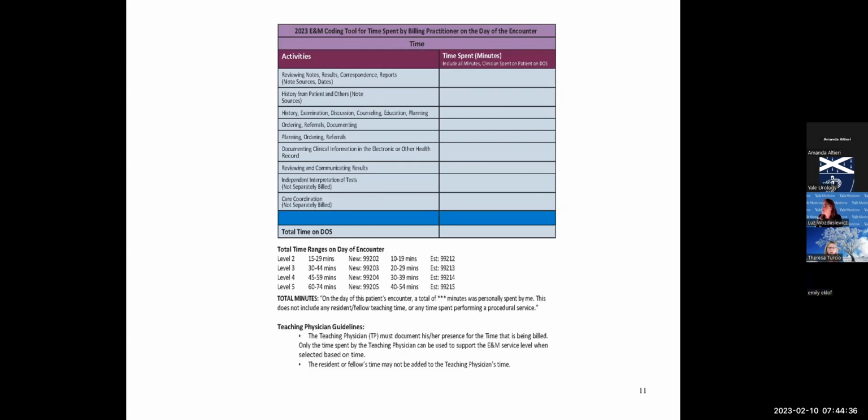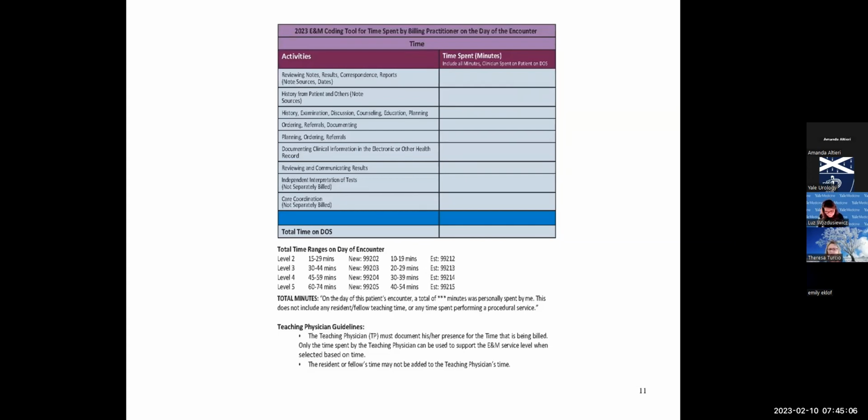It offers the time, so you can bill based on total time spent on the day of the encounter, and specifically for the day of the encounter. So you cannot bill for any time spent the night before or the next day. I see a question in the chat: the provider has to be physically present to see the patient for a hospital consult. Absolutely, yes. If you're billing a hospital consultation E&M service, you need to be present with the patient, yes.